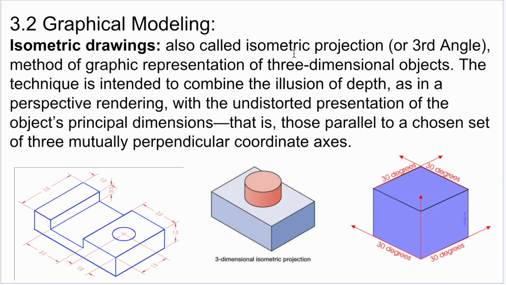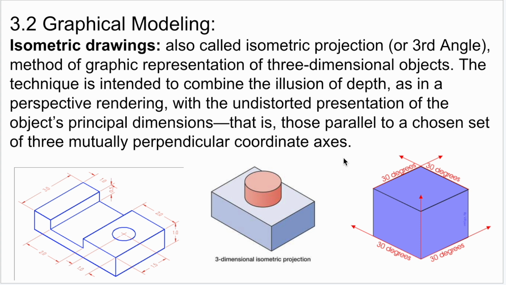Isometric drawings could also be called third angle drawings, and it's a method of graphic representation of three-dimensional objects. In this technique, it is intended to combine the illusion of depth, as in a perspective rendering, with the undistorted representation of the object's principal dimensions. That is, those parallel to a chosen set of three mutually perpendicular coordinate axes.